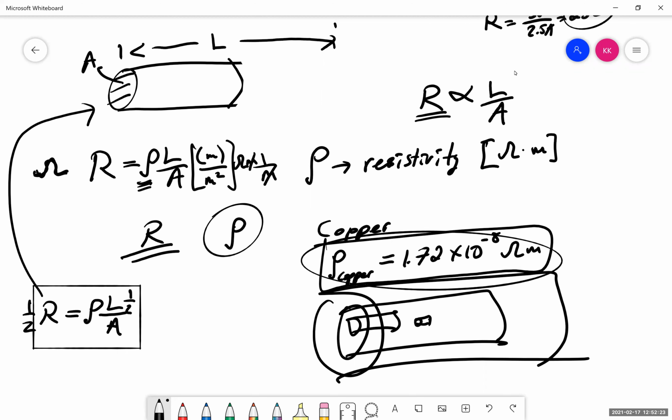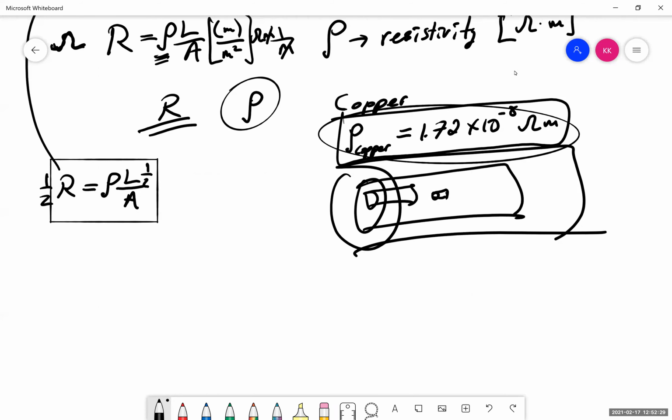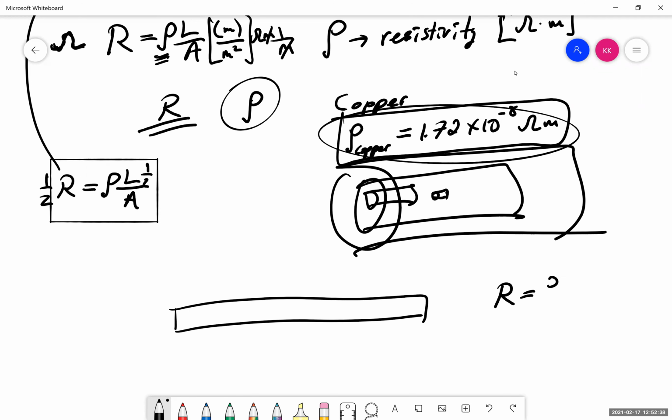We're going to relate our experimental result to this particular equation. That means we have, let's say, an object. So let's say this is our object. We know that resistance equals resistivity times length over area.